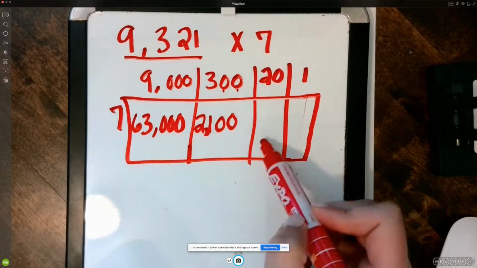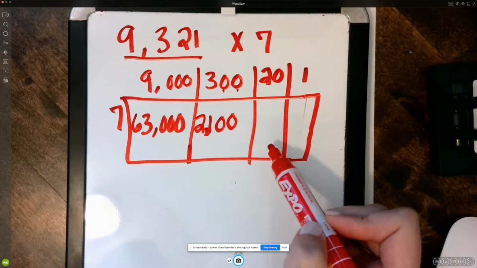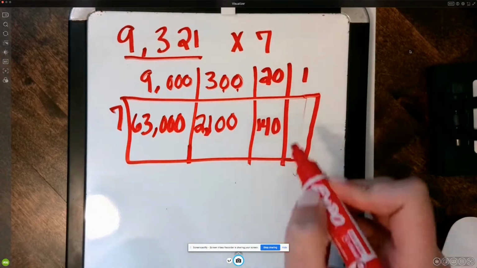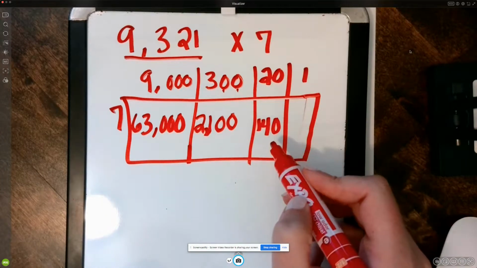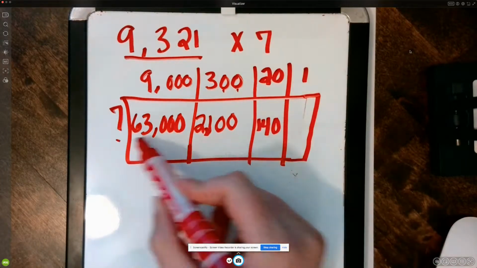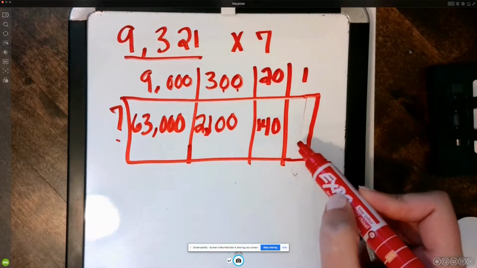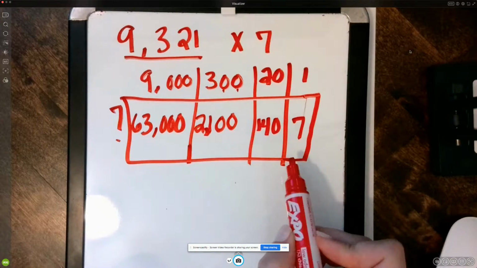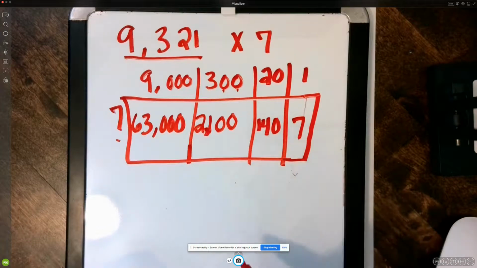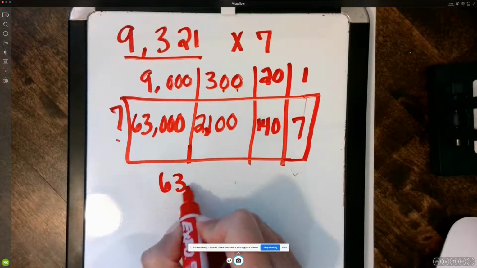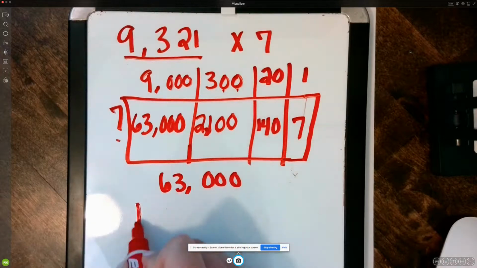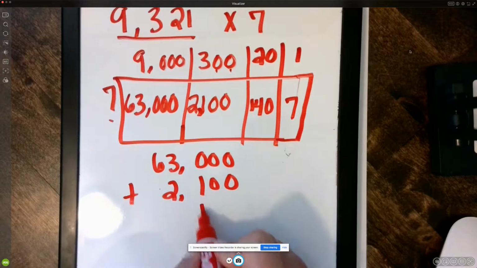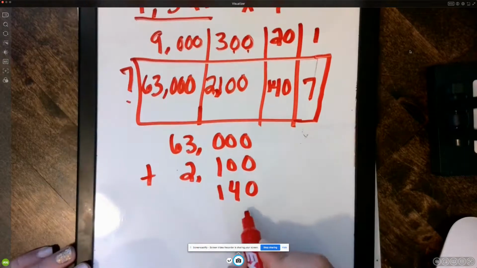Now I'm going to move on down to my tens column. 7 times 2 is 14, and I have 1 zero in the tens place. So 7 times 20 is 140. And then all the way down to my ones column. So 7 times 1 is 7. Now I'm going to take all these partial products and I'm going to add them together. So I'm going to write down 63,000 plus 2,100 plus 140 plus 7.